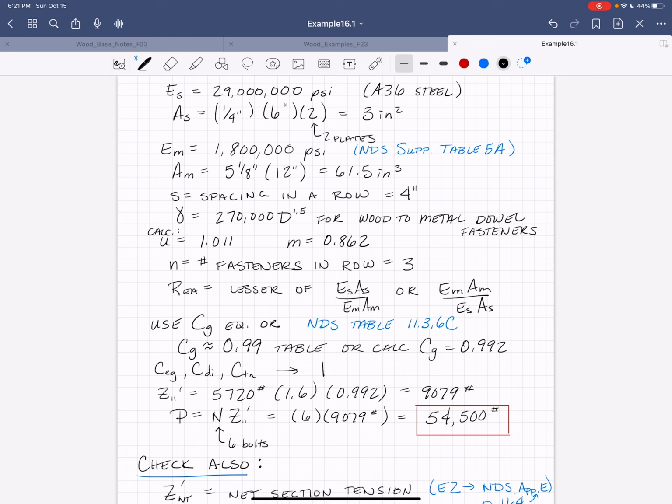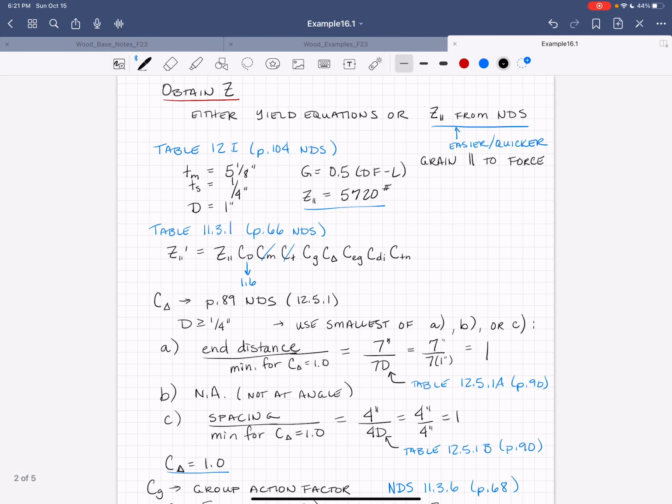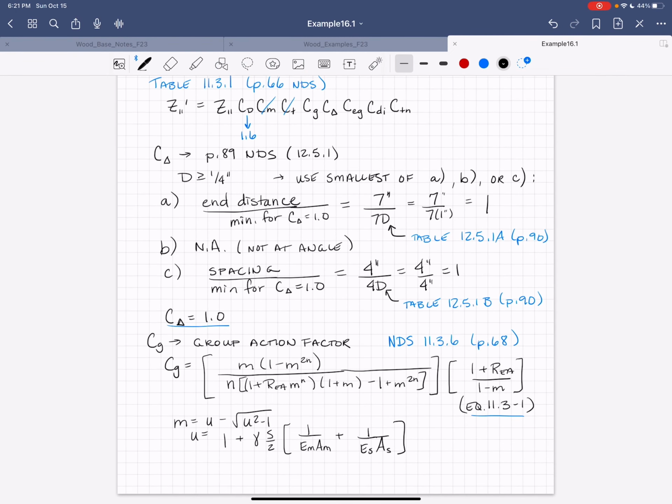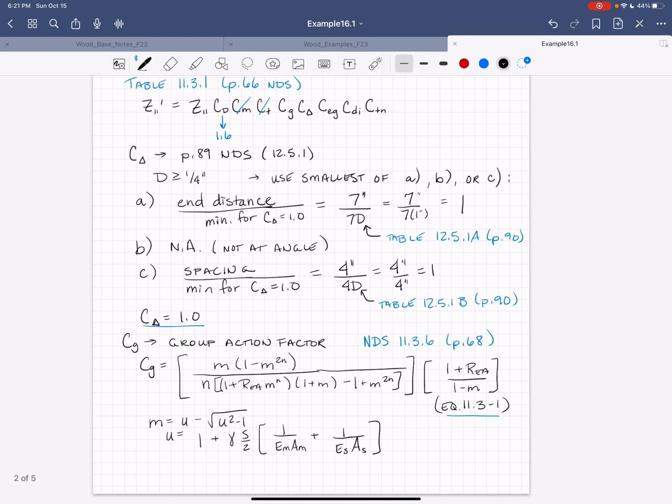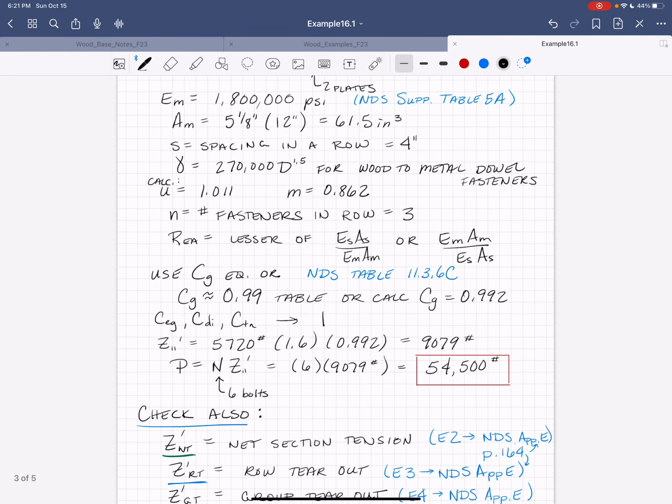And then gamma is another thing that shows up in that equation. If you look in the same section, which is NDS 11.3.6, it gives you the different values. And we have a wood to metal connection with dowel fasteners. And so this is our equation. Remember, D is the diameter. All right, so I do my calculations and I plug everything in. U of 1.011, which gives me an M of 0.862.